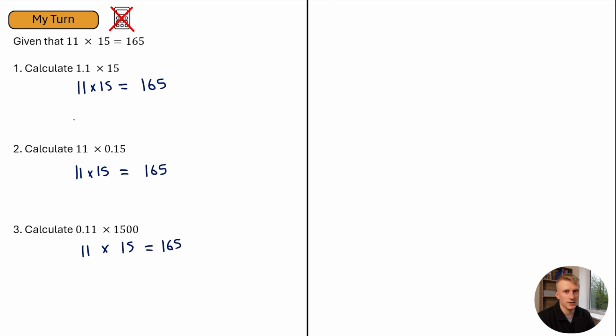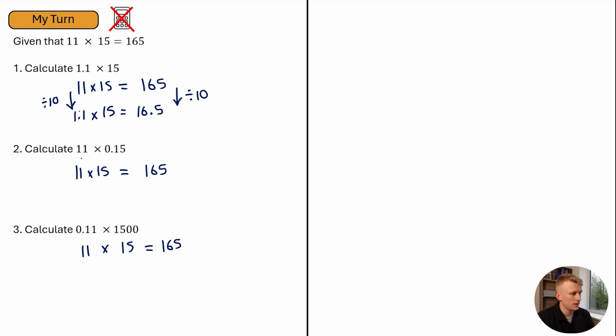Okay, let's look at the next type of example, which involves decreasing by powers of 10. Given that 11 multiplied by 15 is equal to 165, calculate 1.1 multiplied by 15. I've just written out the original calculation, and then let's write out the one that we want to do. So we want to do 1.1 multiplied by 15, and I can see that I've made the 11 10 times smaller. I've divided by 10, and so I'm going to have the same effect on my answer. I'm going to divide my original answer by 10. 165 divided by 10 is 16.5.